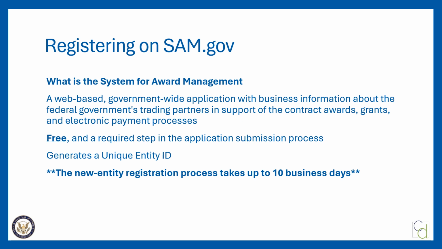Registering with SAM.gov generates a unique entity ID, a UEI, which also is required for application submission. According to the SAM.gov website, new entity registration, i.e. for those entities not already registered with SAM, can take up to 10 business days after you submit your registration. So this is one of those things to start now. It does not commit you to applying, and it doesn't cost anything beyond time.